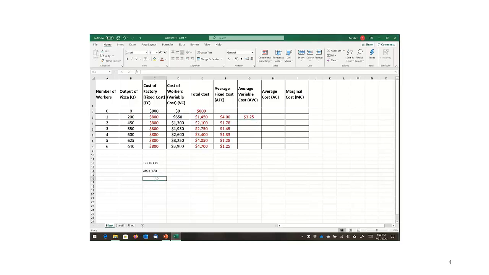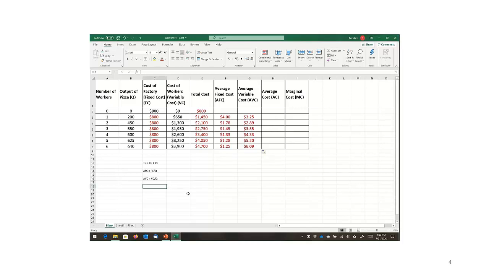Again, let me put it here. Average variable cost is variable cost over quantity. So we'll just pull it like that. Again, the plus sign has come out. Let's pull it down. That's your average variable cost. So it first decreases, then it starts increasing. Then we'll do average cost.